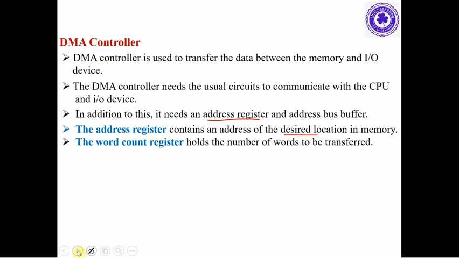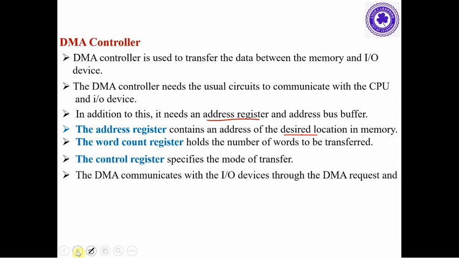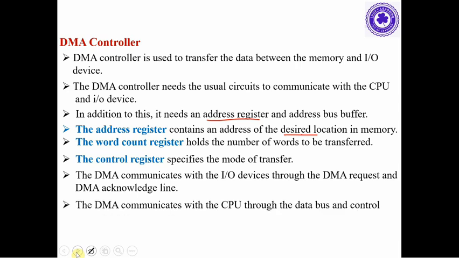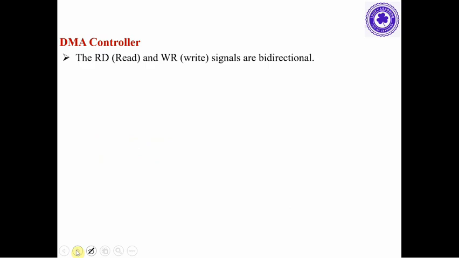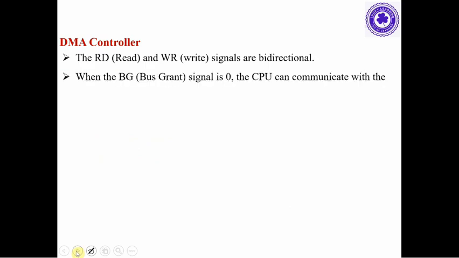The word count register holds the number of words to be transferred. The control register specifies the mode of transfer, read or write. The DMA communicates with IO devices through the DMA request and DMA acknowledgement lines. The DMA communicates with the CPU through the data bus and control lines. The read-write signals are bidirectional because those read-write control signals will be from the DMA controller or to the DMA controller.